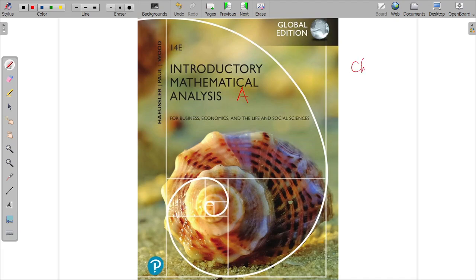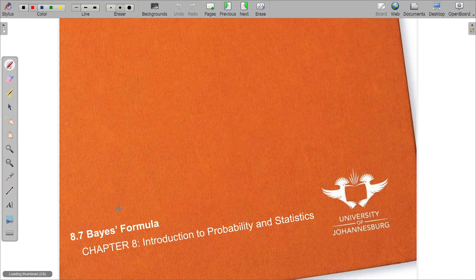Okay, we are still in chapter 8. And this time we are going to emphasize 8.7, which is the Bayes formula. 8.7 Bayes formula.